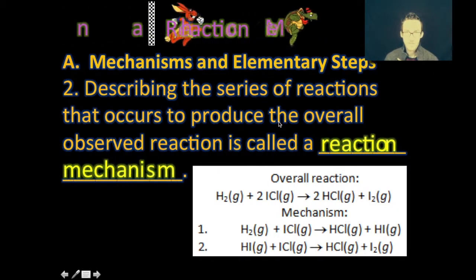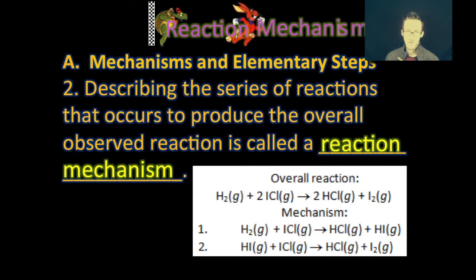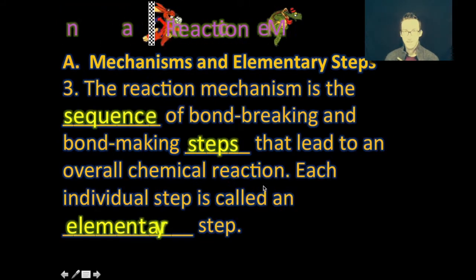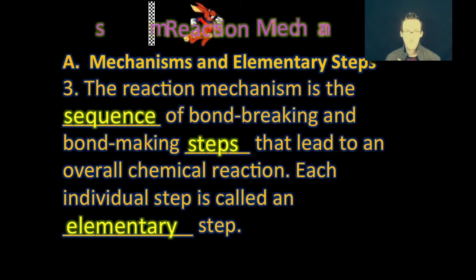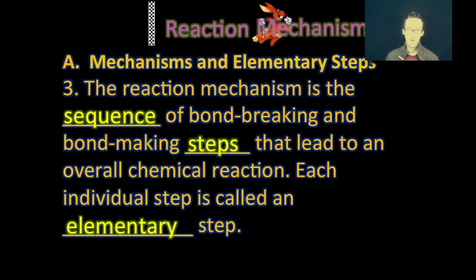So when we describe the series of reactions that occur to produce the overall reaction, the observed reaction, we call that a reaction mechanism. So as you take a look at the example that's in your notes, here's your overall reaction that we typically are used to seeing, and then here's your reaction mechanism that's broken down into 2 elementary steps. Now, the reaction mechanism is just the sequence of the bond breaking and bond making steps that led to the overall chemical reaction.